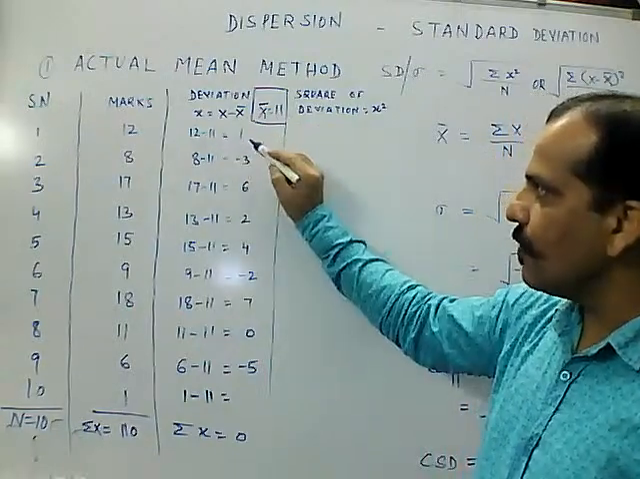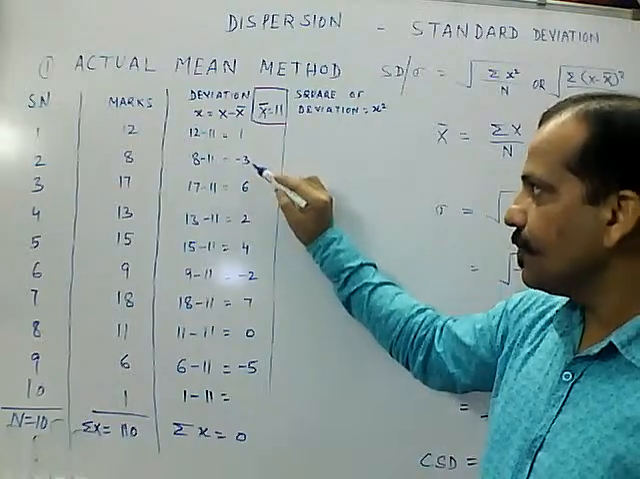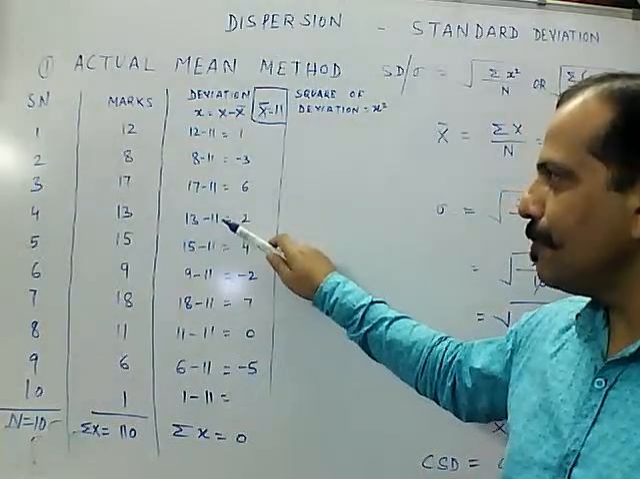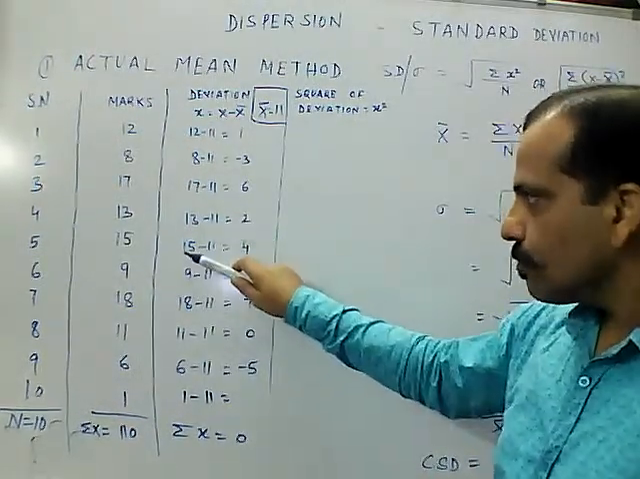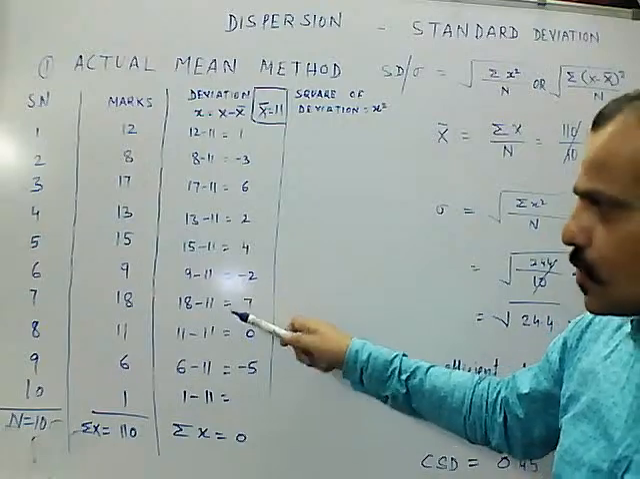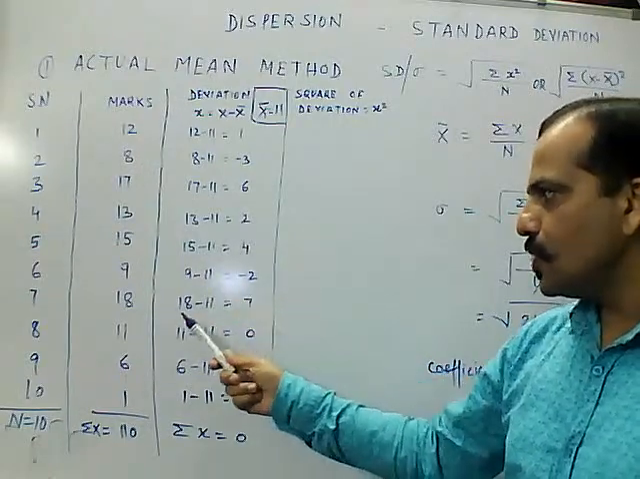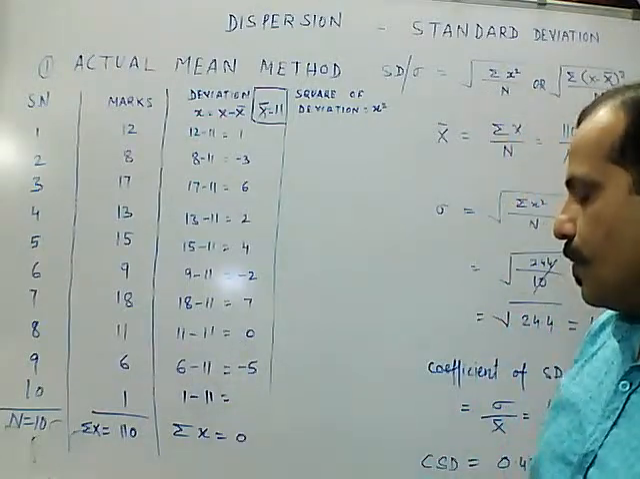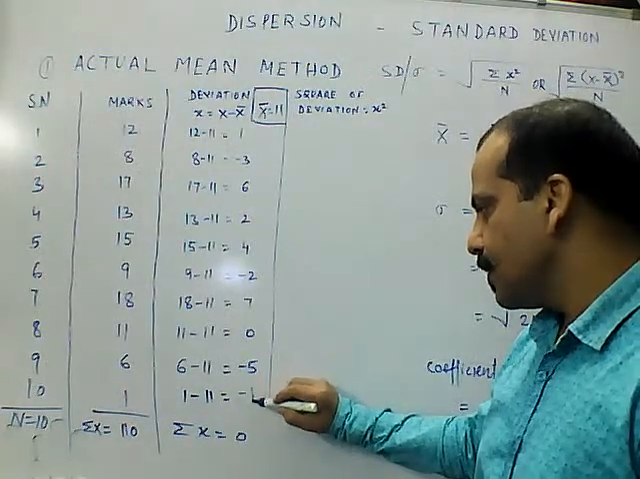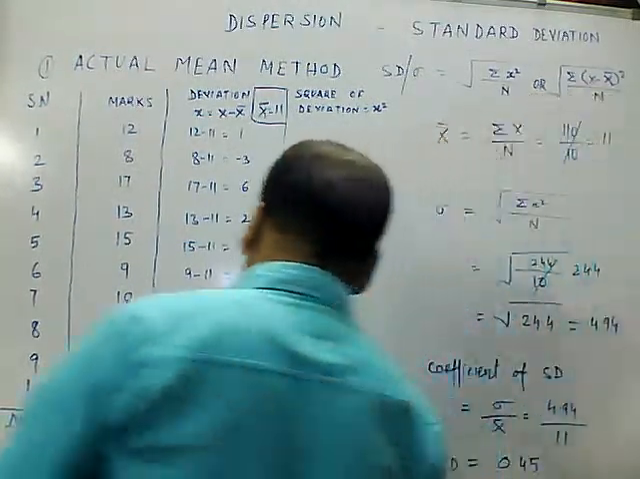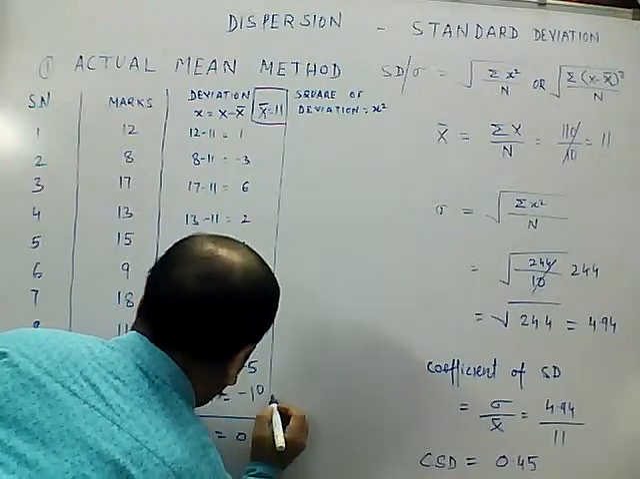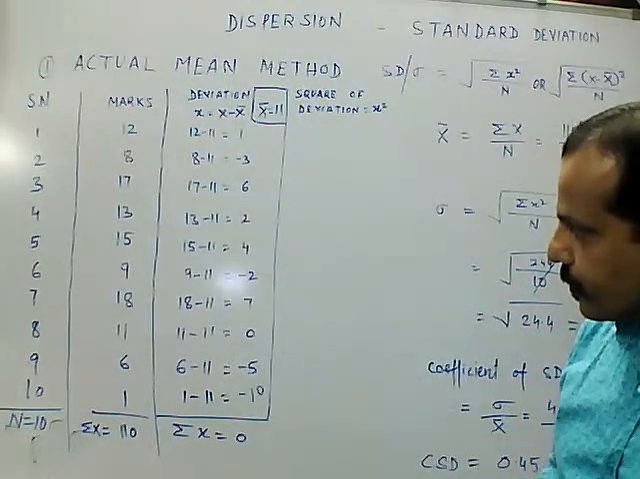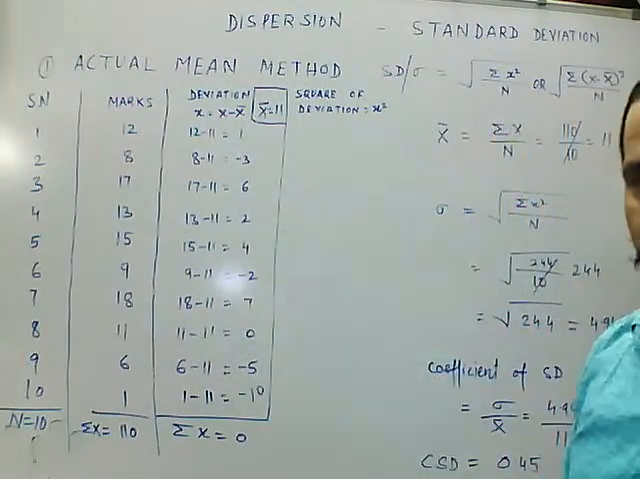So 12 minus 11 is 1. 8 minus 11 is minus 3. 17 minus 11 is 6. 13 minus 11 is 2, and so on. 15 minus 11 is 4, 9 minus 11 is minus 2, 18 minus 11 is 7, 11 minus 11 is 0, 6 minus 11 is minus 5, and 1 minus 11 is minus 10. So the sum of x is 0, meaning the total of plus items and minus items are equal.